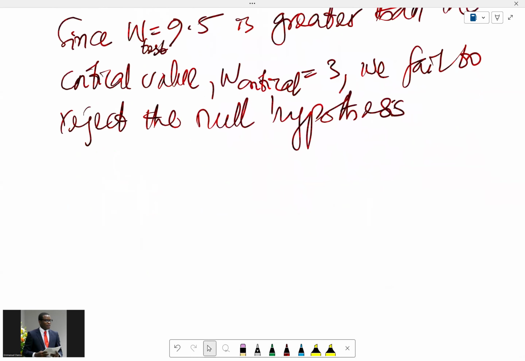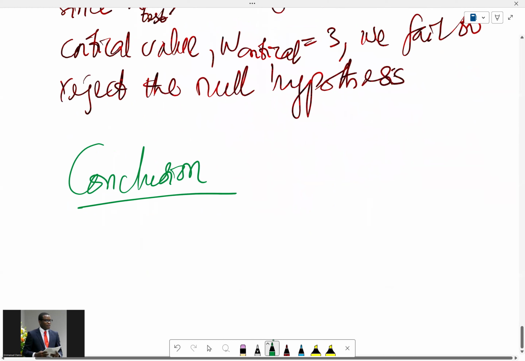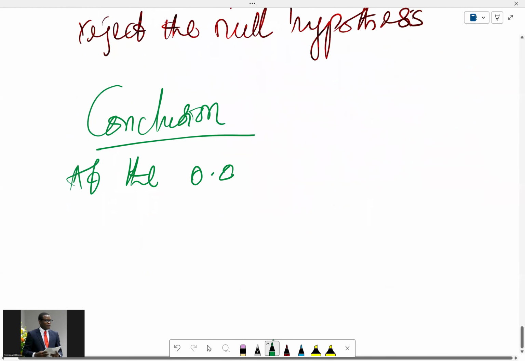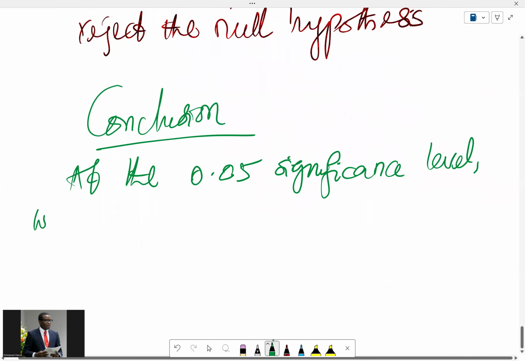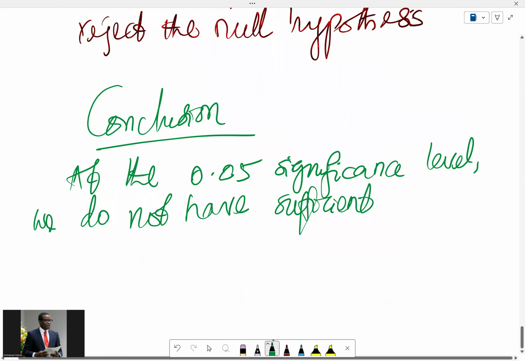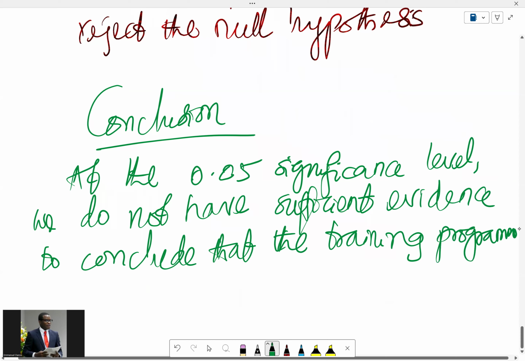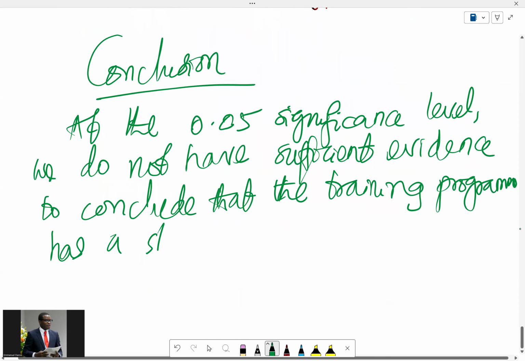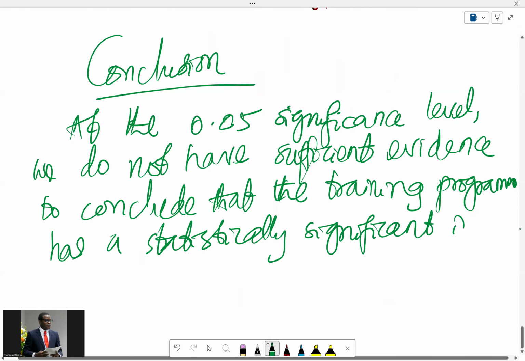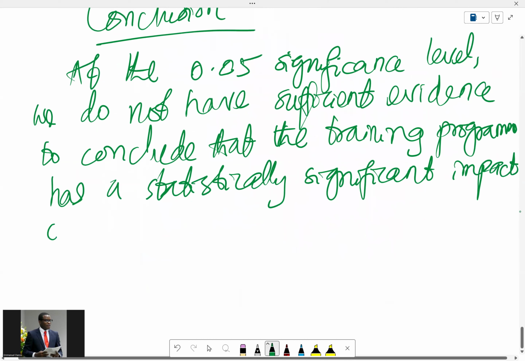So this leads us to the conclusion that at the 0.05 significance level, we do not have sufficient evidence to conclude that the training program has a statistically significant impact on employee productivity.